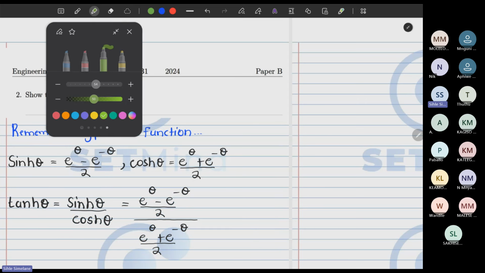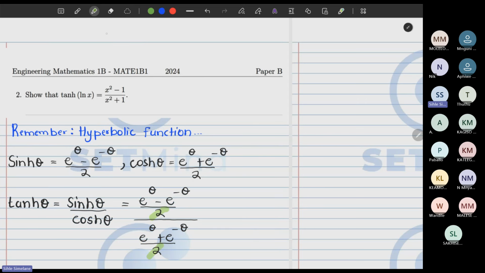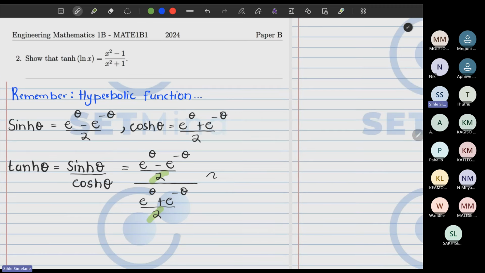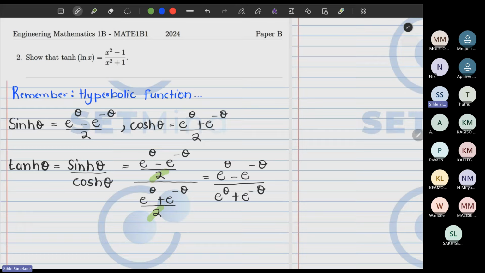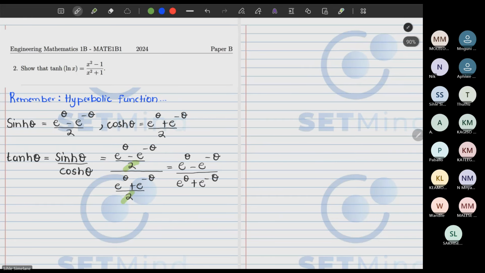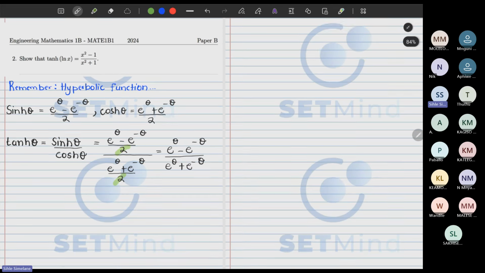So if you look carefully, the 2 and the 2 will cancel, which means our hyperbolic tan will actually be e to the theta minus e to the minus theta divided by e to the theta plus e to the minus theta. Do you guys understand? That is our hyperbolic tan. So hyperbolic tan theta is e to the theta minus e to the minus theta divided by e to the theta plus e to the minus theta.